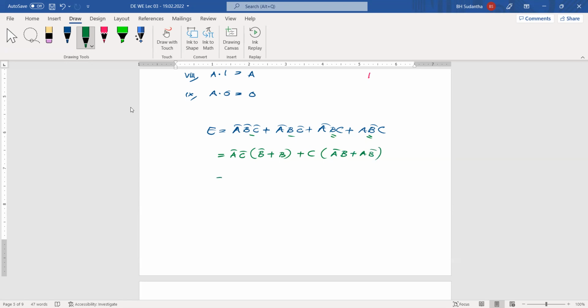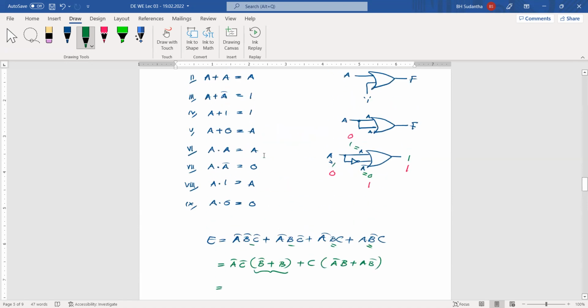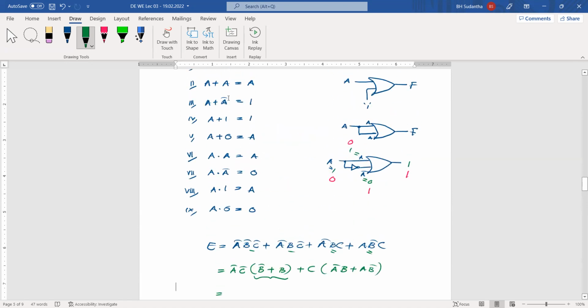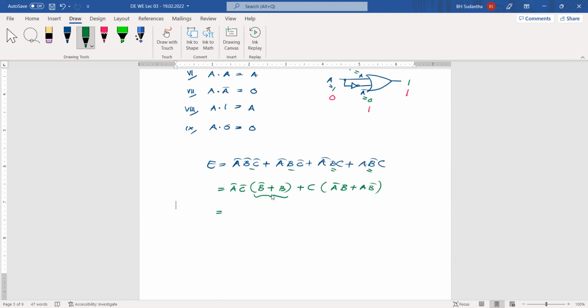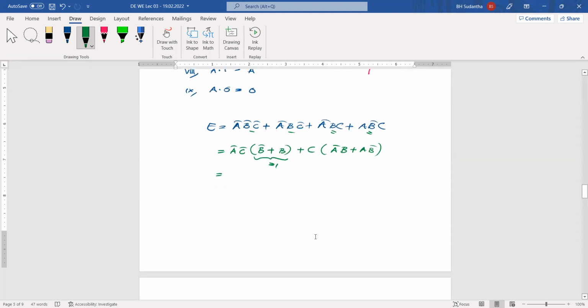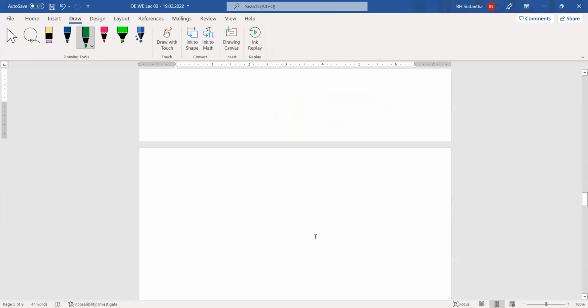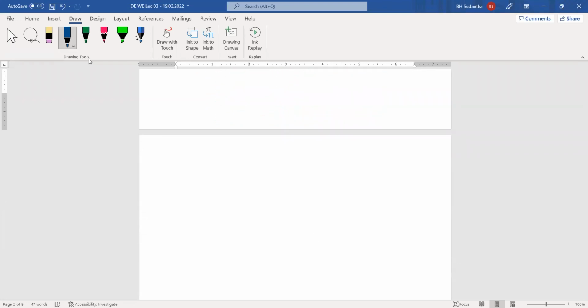Okay. Then what is B bar plus B? You may remember that here A plus A bar is 1. Then B bar plus B is 1. What about this one? A bar B plus A B bar? Okay, we will find a solution for that one. You may remember the exclusive OR gate truth table.